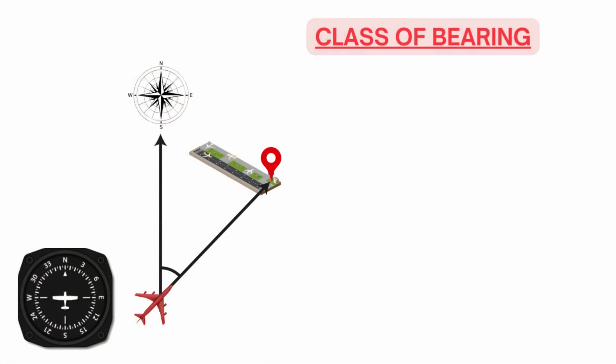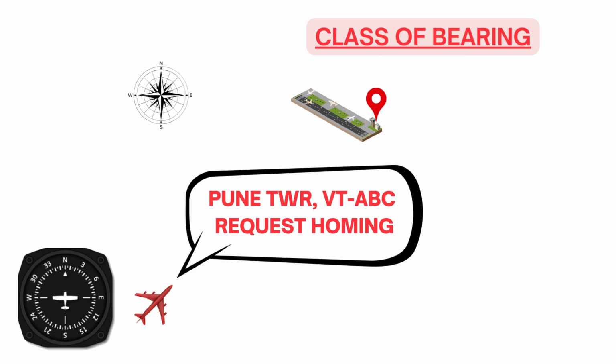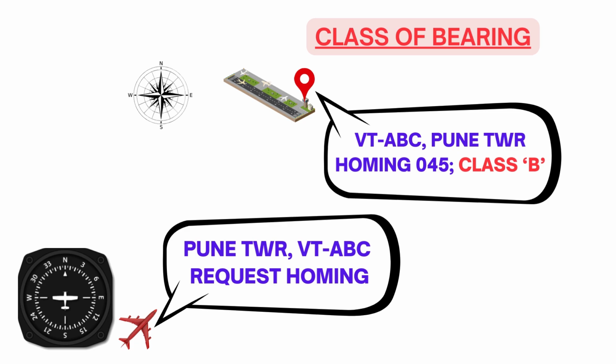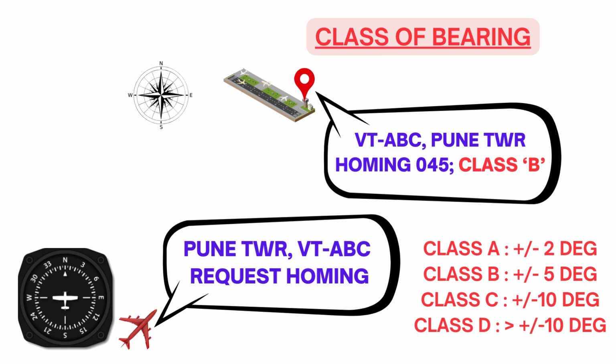Class of bearing. Important from exam point of view. If the pilot says, Pune Tower, Victor Tango Alpha Bravo Charlie, request homing, the controller will respond, Victor Tango Alpha Bravo Charlie, Pune Tower, homing to Pune is 045 class Bravo. So a controller, when passing homing information to a pilot, suffixes class A, B, C or D. This indicates the accuracy of bearing information. Class A bearing accuracy is plus minus 2 degrees, class B plus minus 5 degrees, class C plus minus 10 degrees, and class D accuracy is beyond plus minus 10 degrees.